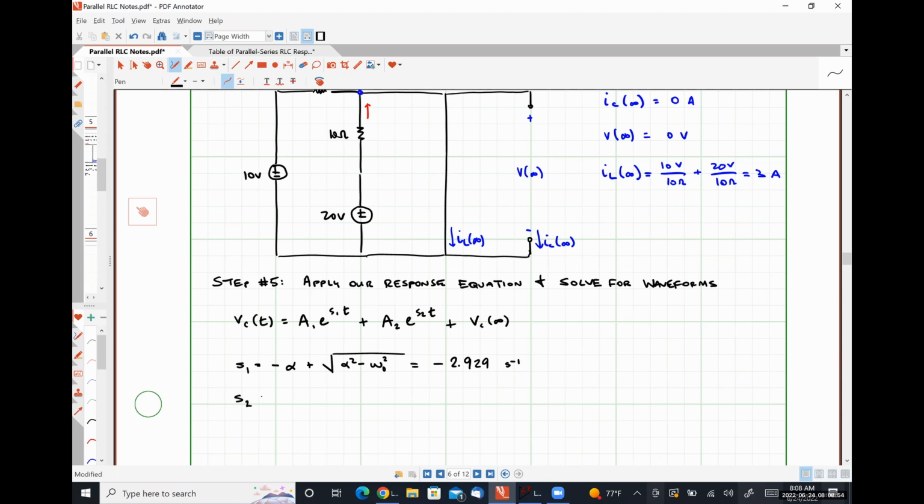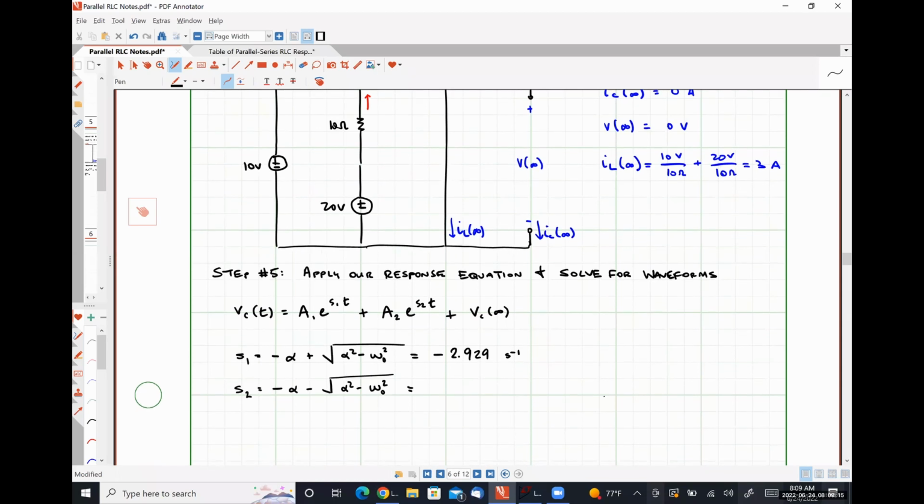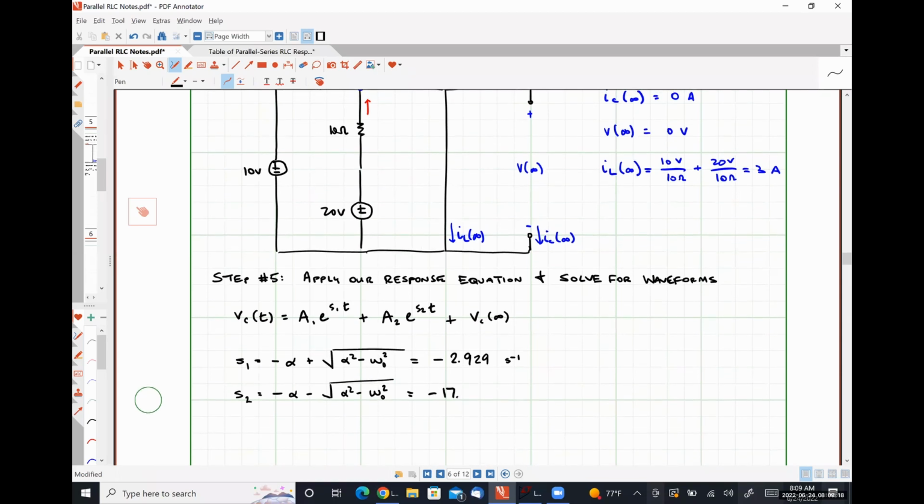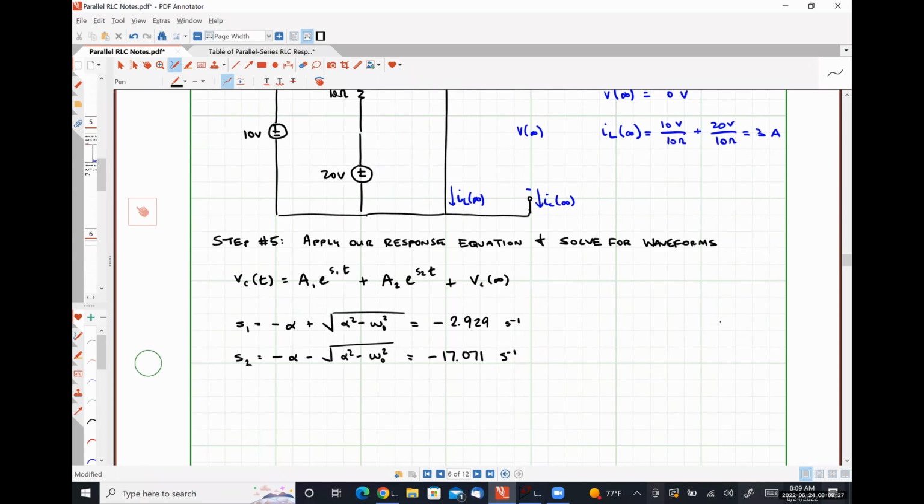S2 is negative alpha minus the square root of alpha squared minus omega naught squared. Plugging in our values of 10 and the square root of 50 for alpha and omega naught respectively, we find that S2 comes out to be negative 17.071 units per second.